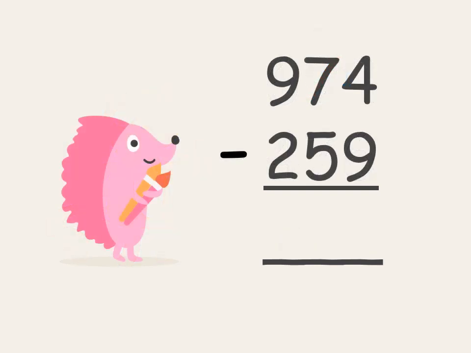Our next example says 974 minus 259. Step number 1, you minus your units. 4 minus 9, we cannot do. So we have to go next door to borrow. Our 7 becomes a 6, and we carry our 1 over. Our 4 now becomes a 14. So we can say 14 minus 9 equals 5.